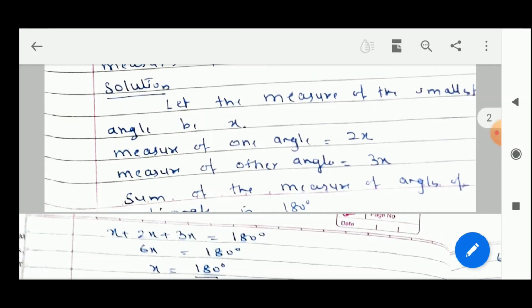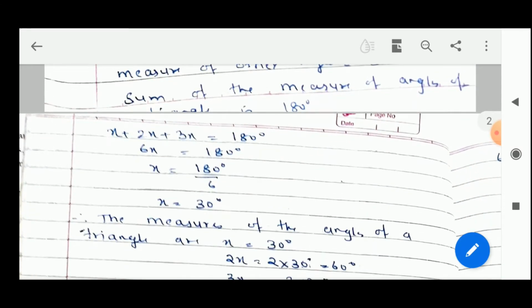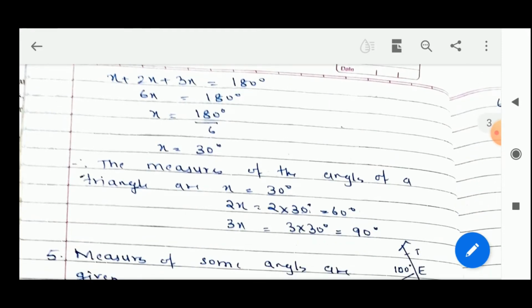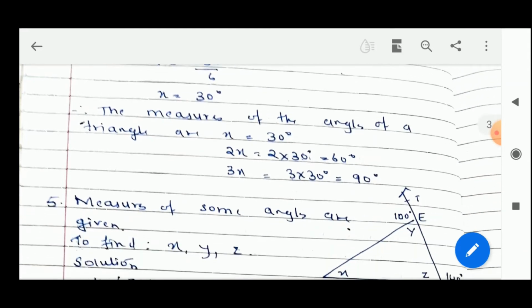So the sum of the measures of angles of a triangle is 180 degrees, we know. So x plus 2x plus 3x is equal to 180. So 6x is equal to 180, x is equal to 30 degrees. So the measures of angles of the triangle are x is equal to 30 degrees, 2x is equal to 2 into 30, that is 60 degrees, and 3x is equal to 3 into 30, that is 90 degrees.